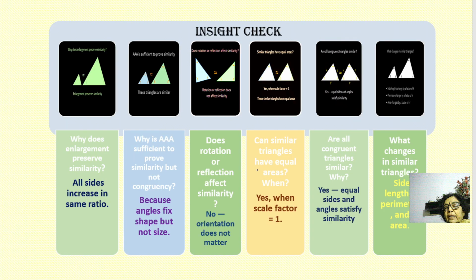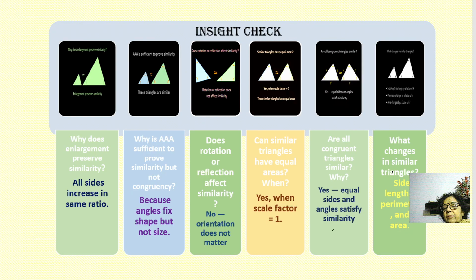Can similar triangles have equal areas? Yes, they can have equal areas, when the scale factor is 1. That means they are increased by 1 unit. Are all congruent triangles similar, and why? Yes, all congruent triangles will definitely be similar, as equal sides and equal angles satisfy similarity.